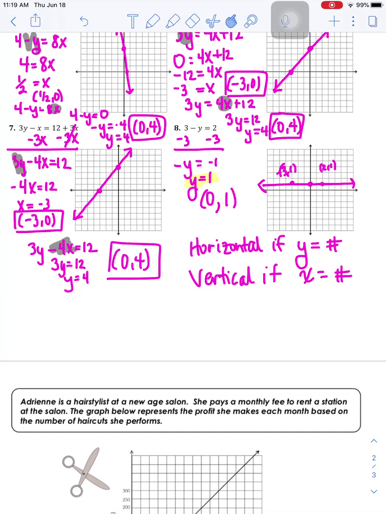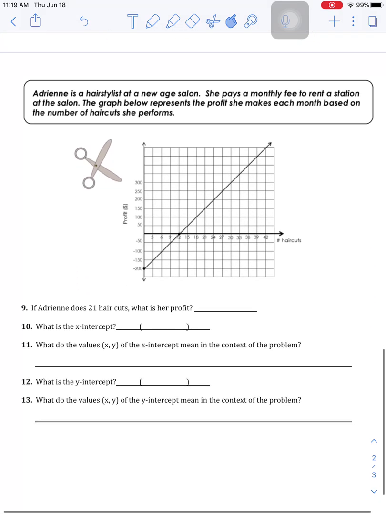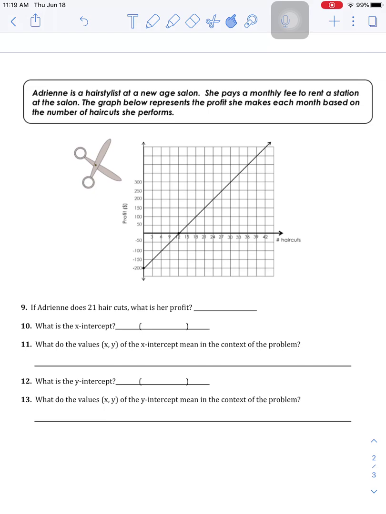All right, now we're going to take a look at a little word problem here to try to see if we can put x and y intercepts in the context of a real world problem. So in this case, Adrienne is a hairstylist at a new age salon. She pays a monthly fee to rent a station at the salon. The graph below shows the profit she makes each month based on the number of haircuts she performs. So let's take a look at the questions. And first, before we even look at the questions, let's take a look at our graph. There's some important information. X is talking about the number of haircuts, and Y is talking about her profit.